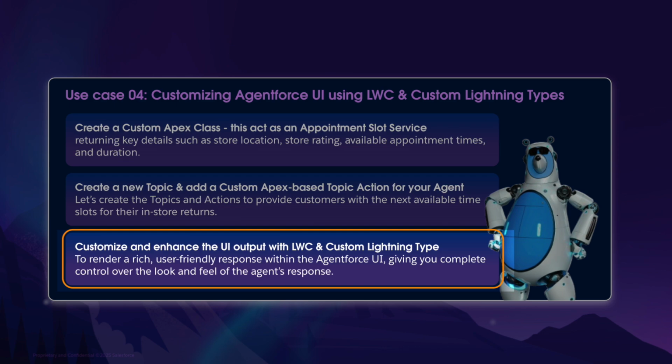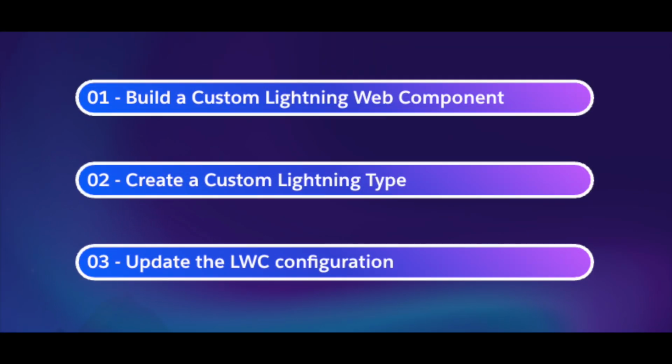Now, we are ready for the final step, customizing the Agentforce UI to deliver a richer, more intuitive experience for users. We will do this in 3 parts. Firstly, we will build a custom Lightning Web Component (LWC) to present appointment data in a structured and visually engaging format. Secondly, we will create a custom Lightning type to define how responses are rendered within the agent UI. And lastly, we will update the LWC configuration and connect everything back to our agent. So without further ado, let's jump right in.